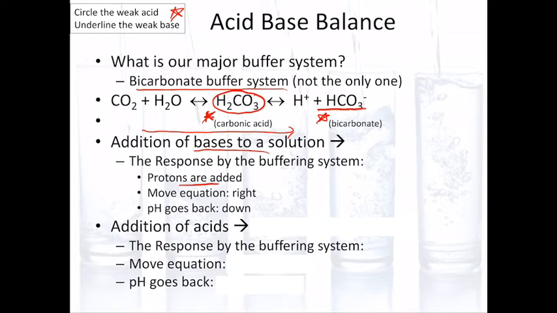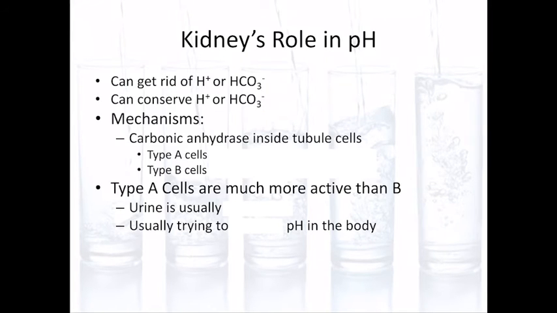Okay, if we add an acid to a solution, the protons that we're adding with that acid bind to bicarbonate. And the response of the buffering system is we have to move the equation back to the left. And then the pH goes back up. It goes back to the left by that H binding to the bicarbonate, turns into carbonic acid, and we move that equation left. Okay, let's look at how the kidneys help us do this.